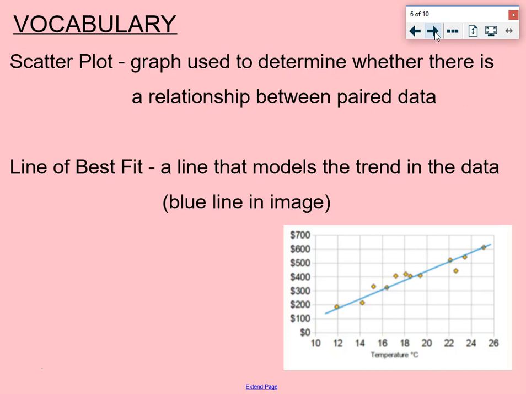The line of best fit is where we're going to focus today, and it's a line that models the trend in the data. So if you look here, it's this line in blue. It finds that trend, that pattern, and it cuts right through the middle of all the points. It wants to be right through the middle of the group of points.